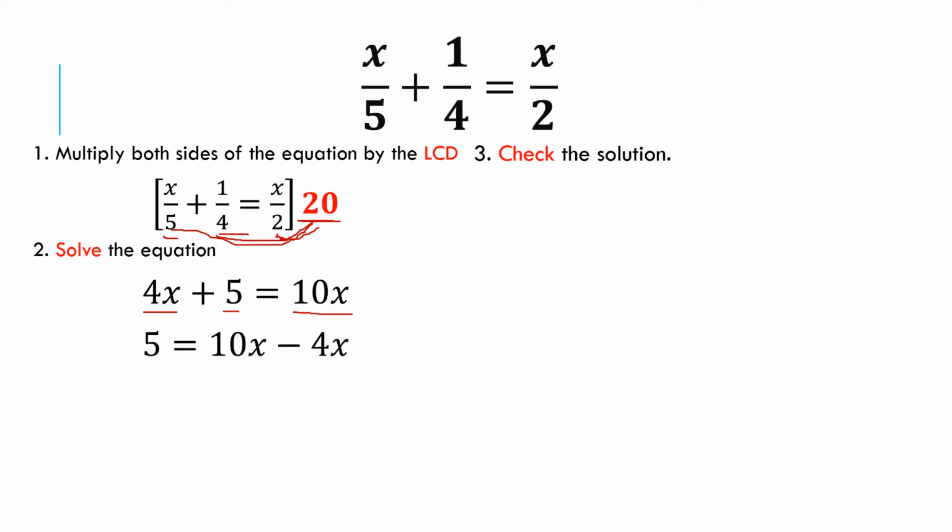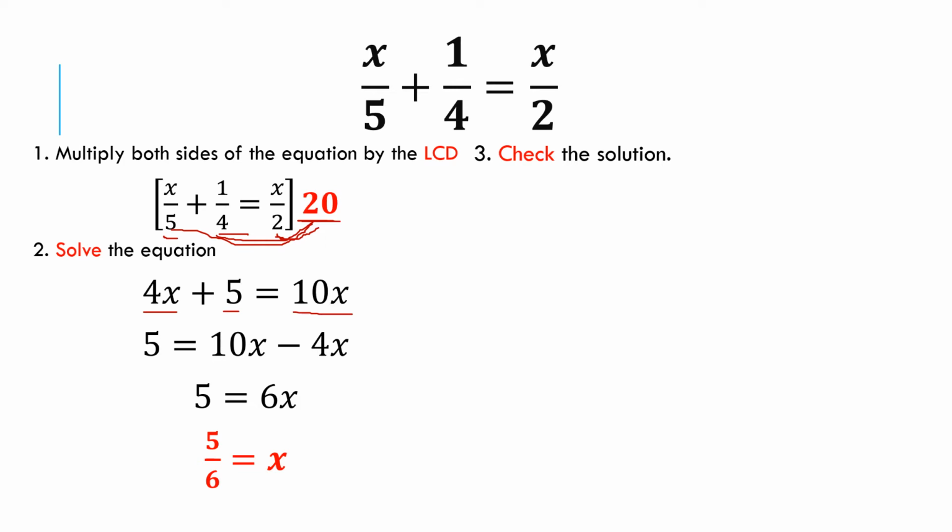So we have here 5 equals 10x minus 4x. And then solve for x. 10x minus 4x is 6x. So para yung x na lang, solve for x, divide natin ang both sides by 6. The answer is 5 over 6 equals x. Because we are dealing with rational functions here, we need to plug this solution back into the original problem just to check that it works.